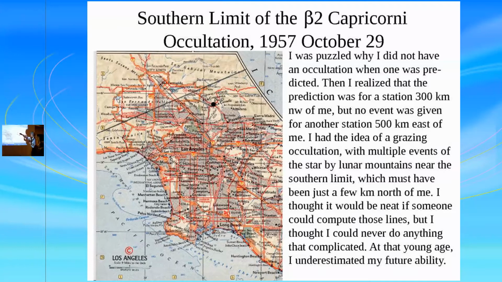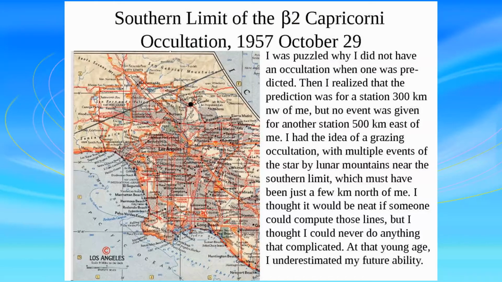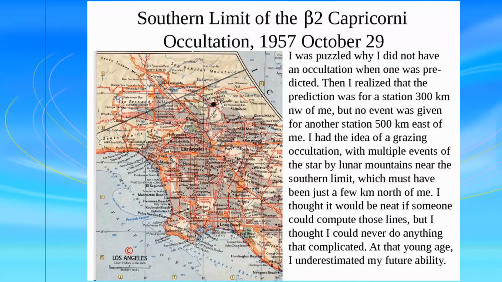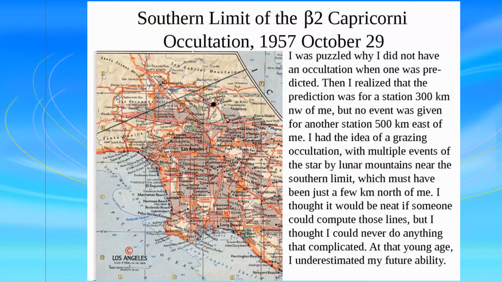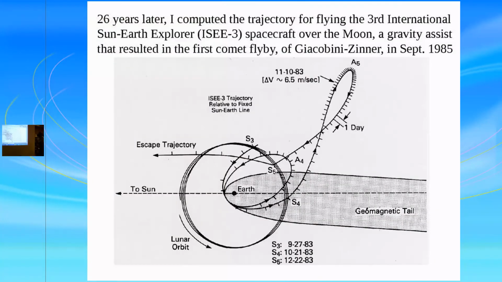Anyway, this is a prediction. The black dot shows where I lived at the time in La Cañada, where I grew up in Southern California. This was an old map, produced in the 60s, so there were some freeways built that didn't exist in 1957, but you can see the predicted southern limit, or the actual southern limit, over the San Fernando Valley. If I'd just known that, I'd have been able to pester my parents to say, can you drive me up to Tujunga and we can observe the graze. But anyway, next slide.